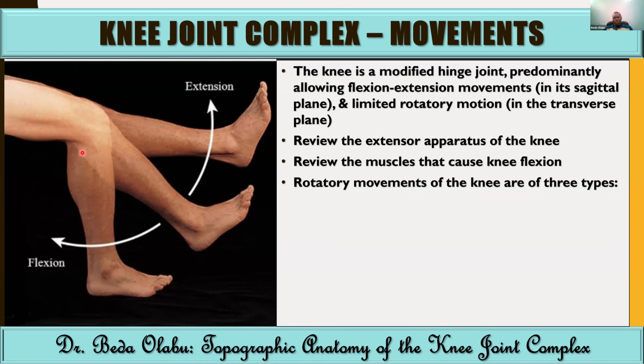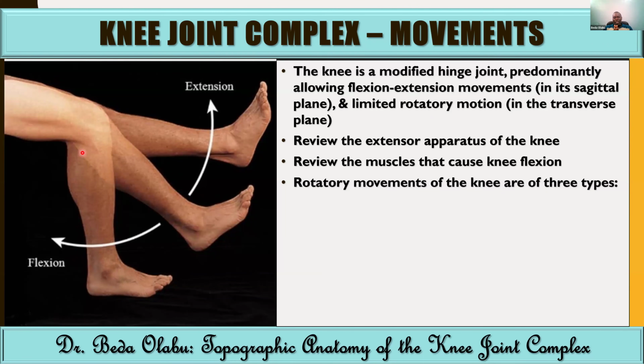How about rotation? The muscles on the lateral aspect will tend to cause lateral rotation. So things like biceps will cause lateral rotation, remember, at mid-flexion. And then muscles like gracilis, sartorius, semitendinosus, semimembranosus will cause medial rotation because they're on the medial aspect. Remember, again, the knee needs to be at mid-flexion for those rotation movements to occur.